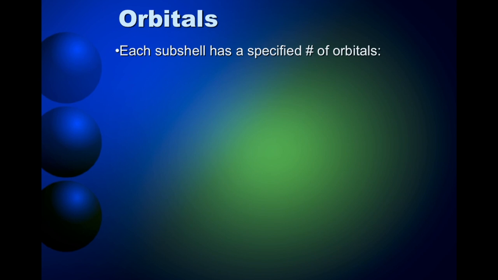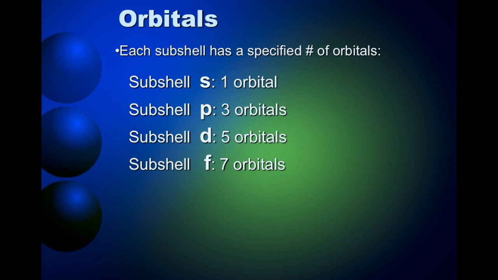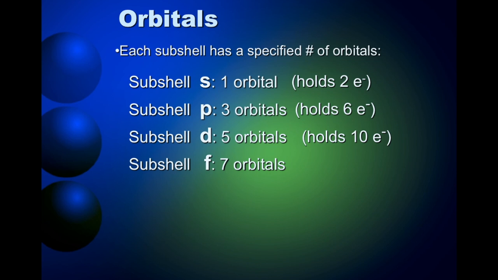Okay, so each subshell has a specified number of orbitals. And again, they get increasingly complicated. The S subshell has 1 orbital. P has 3 orbitals. D has 5 orbitals, and F has 7 orbitals. Now remember, each orbital, no matter which subshell it's in, can only hold 2 electrons. So since S has 1 orbital, it can hold 2 electrons. Since a P subshell has 3 orbitals, it can hold 6 electrons, because 2 times 3 is 6. A D subshell has 5 orbitals. 2 times 5 is 10, so it can hold 10 electrons. And an F subshell has 7 orbitals and can hold 14 electrons.